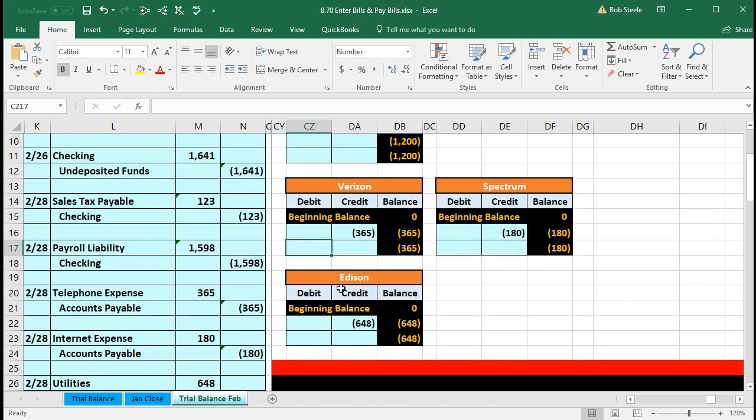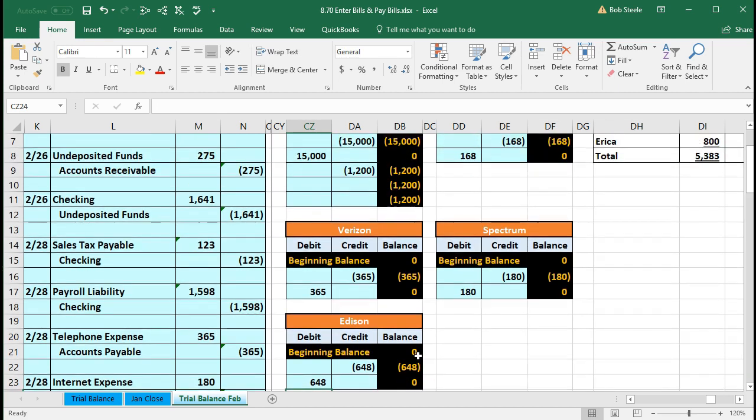So we're just going to have to put the 365 here that we're paying off, bringing the balance down to 0. We don't owe Verizon anything anymore. Spectrum, 180, bringing the balance down to 0. We don't owe Spectrum anything anymore. Edison, 648, bringing the balance down to 0. We don't owe Edison anything anymore.